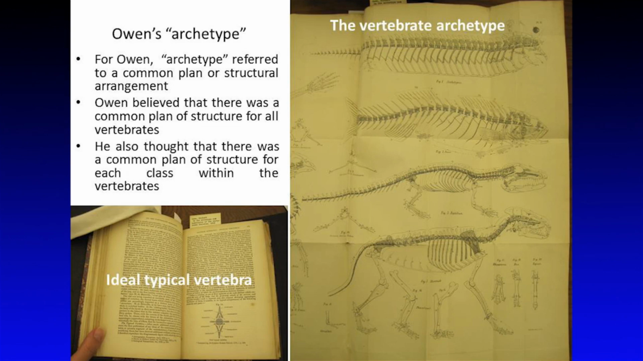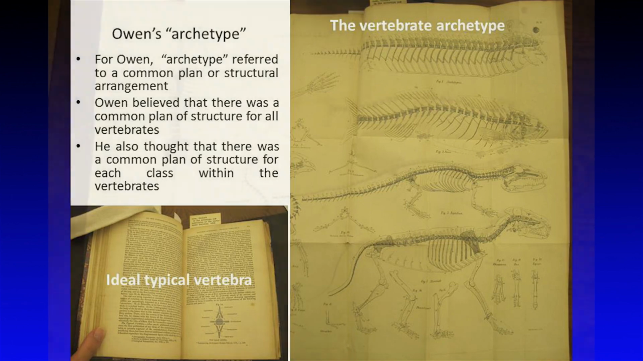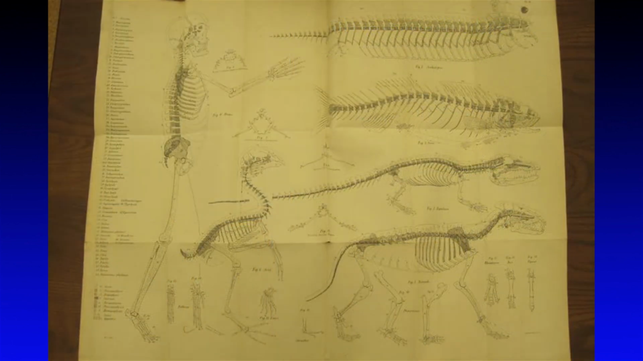So this is actually a pretty amazing plate. The top skeleton is what he refers to as the vertebrate archetype. And then he shows the similarity of all the other organisms in terms of their similarity to the archetype. He also has the ideal typical vertebra here. So this is the full picture.